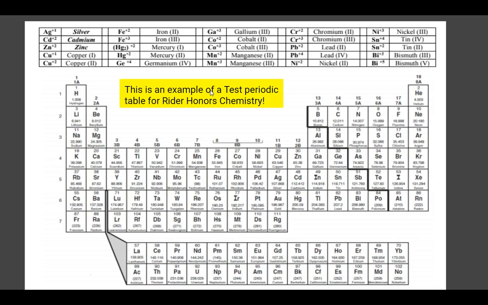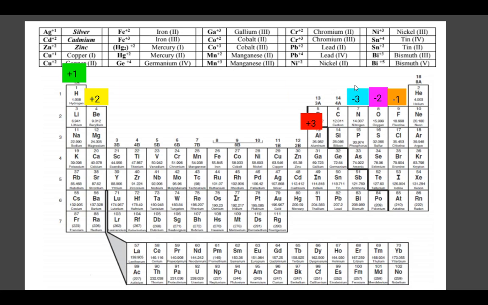Remember that we use a test periodic table that looks a bit like this, where we have a reference to certain transition metal ions on top, but we don't have our individual group numbers marked. Okay, so it could be handy for you, if you have lost track of your periodic table, to go ahead and write in the group charges for groups 1A, 2A, 3A through 8A.